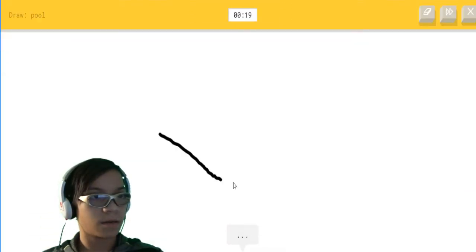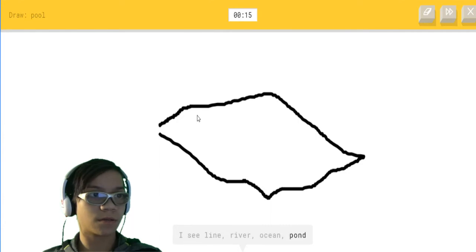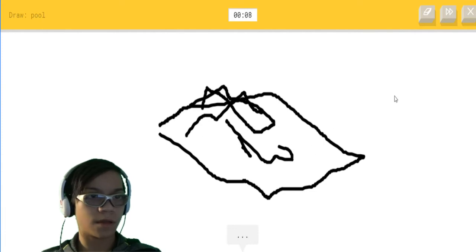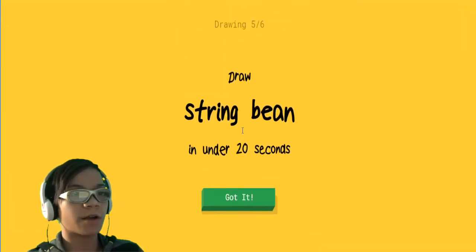Alright, pool. Got it. I see line. Or river, or angles. Ocean, or pond. Or mouth. I see dolphin. Or eye. Diving board. Beach. Water slide. I see helicopter. Or speedboat. Oh, I know. It's pool. Let's go.